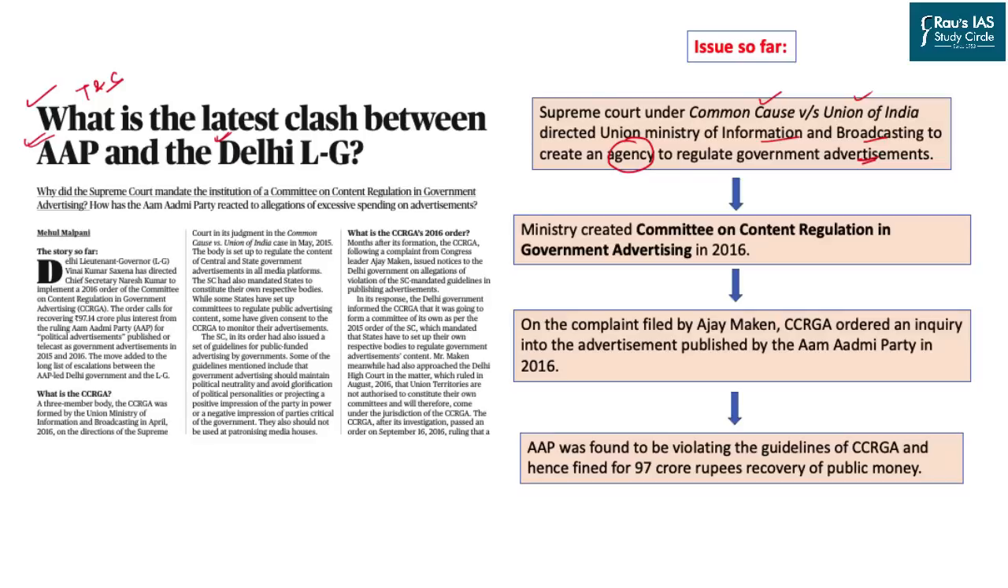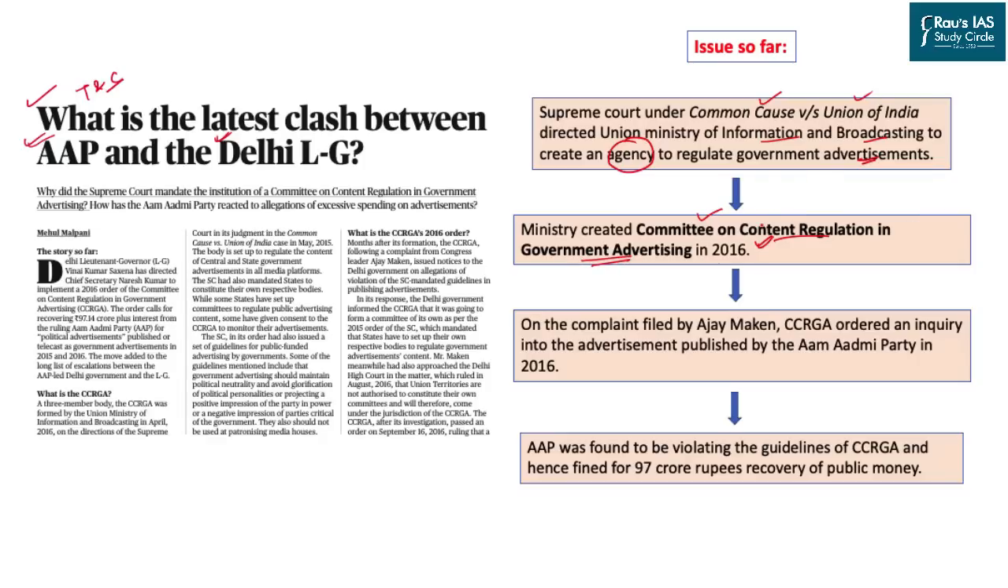However, there were certain instances in which these advertisements were taken for granted by the political parties, and taxpayers' money was used to defame others or promote their own agenda. So, taking the entire issue in hand, the Ministry created a committee on content regulation in government advertisement. And this was created in 2016.